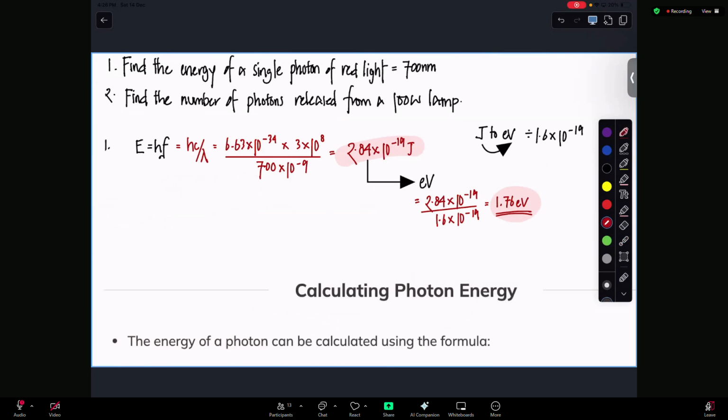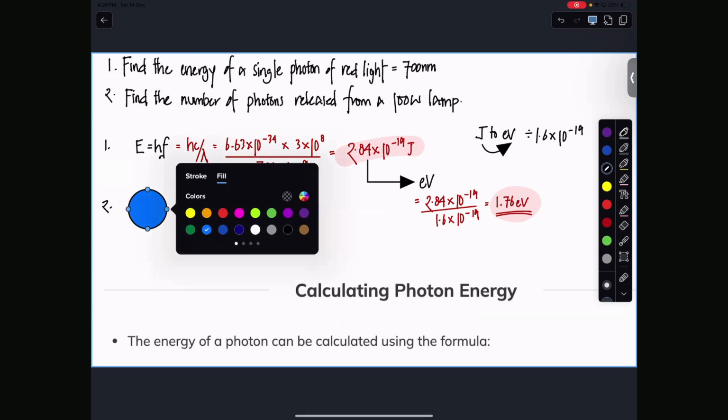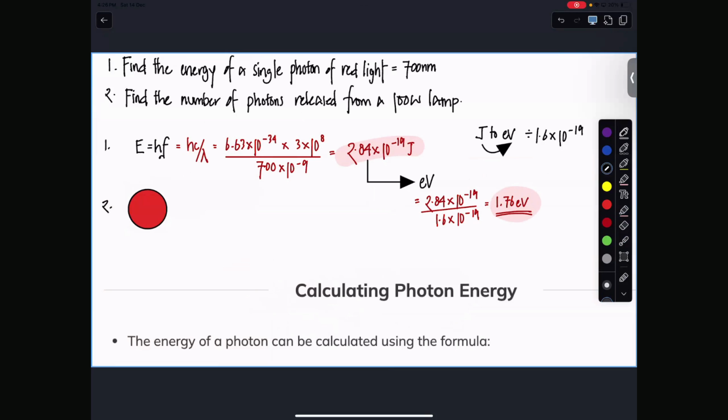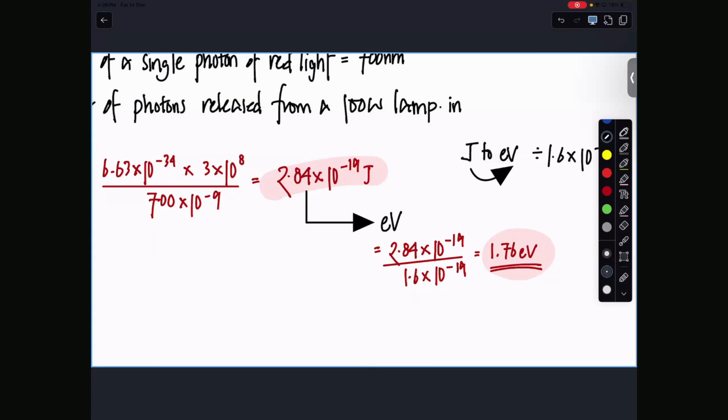Okay, let's move to the next one. I want you to give a thought. Find the number of photons released from a 100-watt lamp. So I have this 100-watt lamp here, red color light is coming out. How many photons will be released from this lamp? The photons coming out from here, you need to tell me how many photons will be released by this lamp. I'm giving you a time frame, in 1 second. Find the number of photons released from a 100-watt lamp in 1 second.